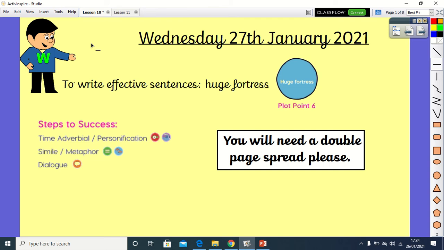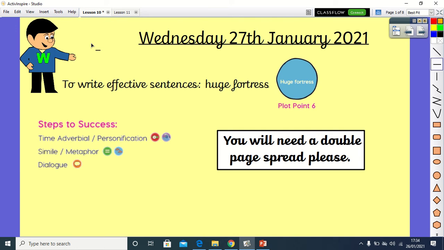In today's lesson we're going to be writing effective sentences about plot point 6 where the girl sees a huge fortress for the first time. So our steps to success today are to include time adverbial and personification, simile and a metaphor, and dialogue.